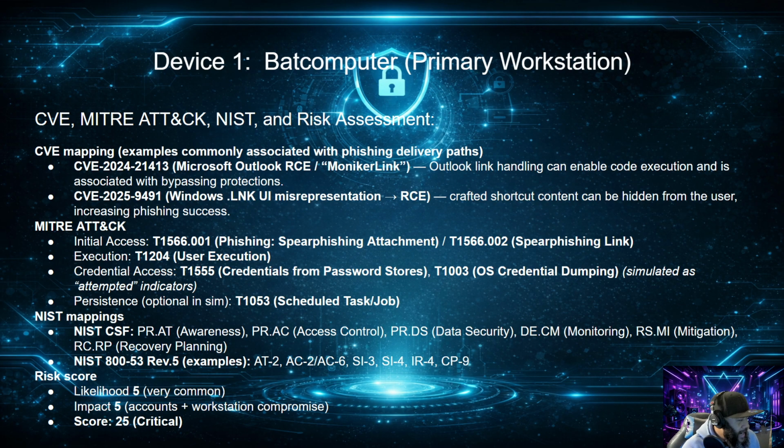That's the attack framework. NIST mappings: NIST CSF, PR.AT, which is awareness, AC access control, DS data security, CM monitoring, and MI mitigation. And then we have NIST 800-53. Those are all good examples of it. The risk score: the likelihood of this happening is very common. A lot of times in SOC environments, we get users that just open up malicious emails and click those links. Oh, you want $1 billion? Click this link to claim your prize, and now your whole system is under attack. The impact is 5: accounts and workstation compromised. So any user accounts, administrator accounts, regular accounts that can access your workstation are all under compromise. And this is a critical threat, so they gave it a score of 25.